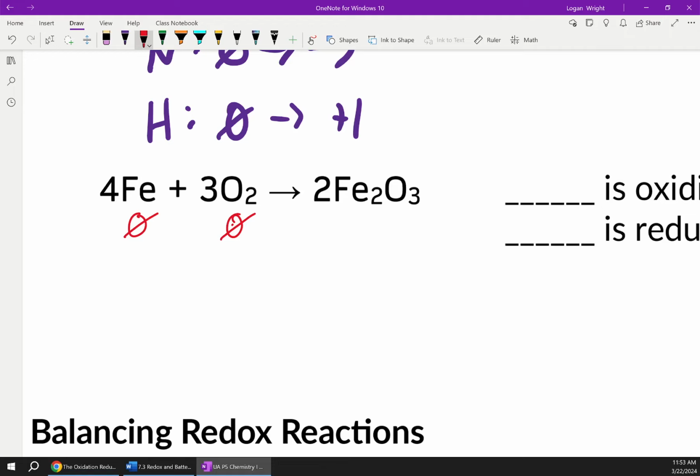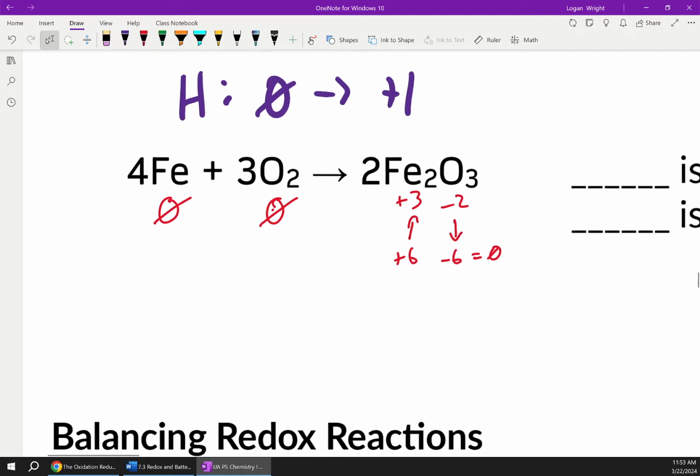Fe is a transition metal, right? But do we know anything about oxygen? Yes, oxygen is definitely -2. I happen to have 3 of them, and the total needs to equal 0. So +6 minus 6 equals 0. What is each iron? +3.